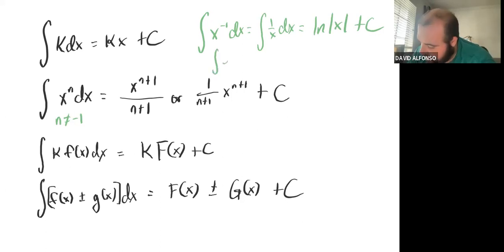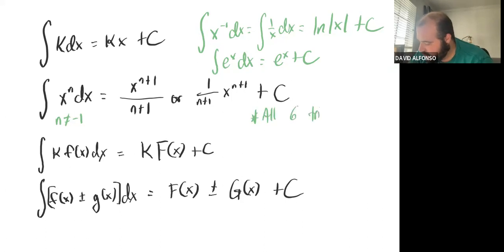Of course, the antiderivative of e to the x is e to the x. The basic trig ones, you should be able to go backwards from the basic trig derivatives. You should know all 6 trig and inverse trig.